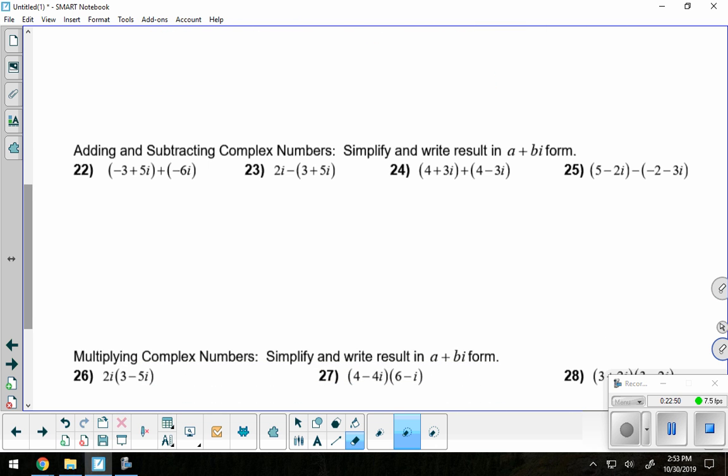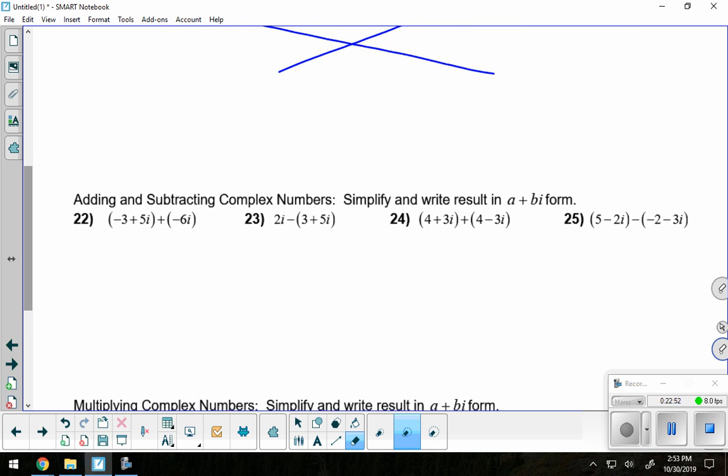But these next examples, it says you're going to be adding and subtracting complex numbers and then write the result in a plus bi form. So again, that's just the proper form that you always want to write it in. You want the real number first, followed by the imaginary. Okay? So looking at number 22. When it comes to adding and subtracting with complex numbers, you basically just want to combine like terms. So think of i just as any other normal variable. Okay, think about it like that.